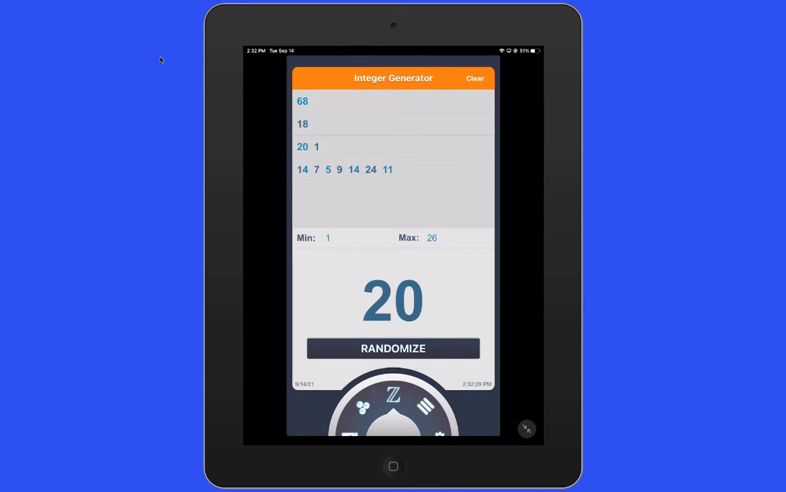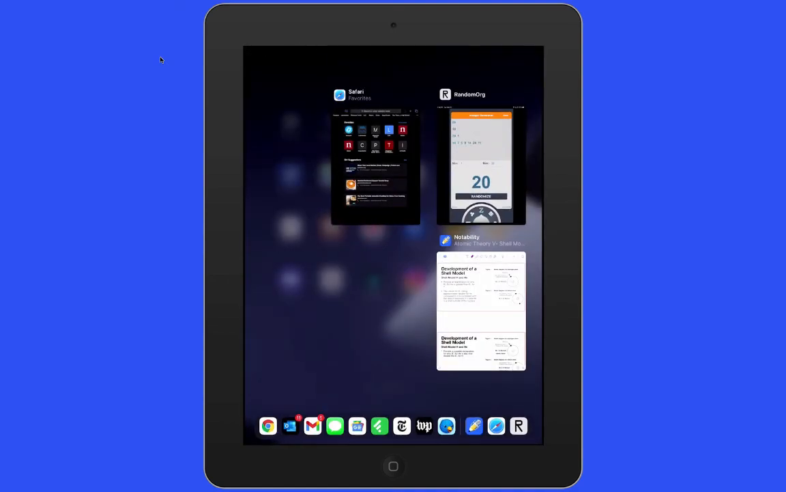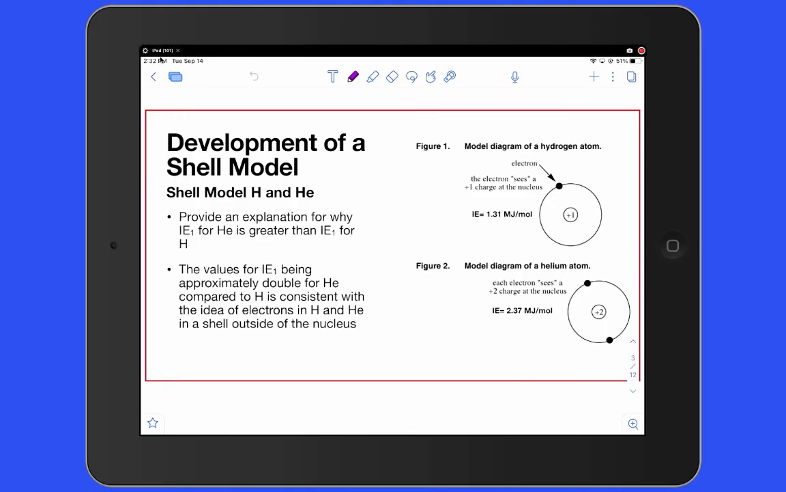Alex. What was the question? Why would you expect the ionization energy for helium to be greater than hydrogen? What's the bigger number? +2. So it's got a larger positive charge attracting the electrons. That's it.